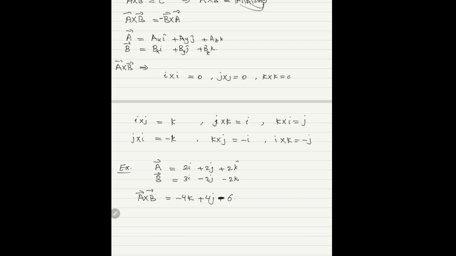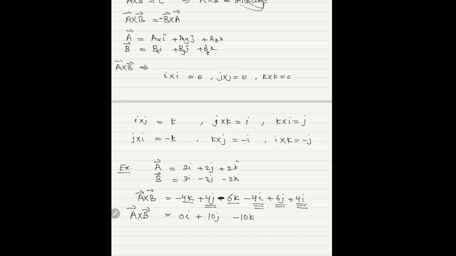So this one has to be minus K. And J, 2 with minus 2, is minus 4, minus 4, J with K is equal to I. K with I is equal to plus J. And this one here with this one here is minus 4, K with J is equal to minus I. If you do this correctly, we just add this one with this one here, this one with this one here, and this one here with this one here. So this one with this one is equal to minus 10K. And this one with this one is equal to 10J. And this one here with this one is equal to 0i.